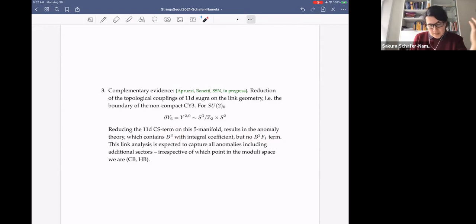Now, that could hint at the fact that looking at this link, you capture all these degrees of freedom, right? So it's agnostic as to where you are, Higgs branch, Coulomb branch. It will capture the actual anomaly of the theory. So it was a beautiful picture that this link reduction will actually not depend on the energy scale, which indeed these 't Hooft anomalies should not depend on. And so from this analysis, there's no evidence for this mixed anomaly.